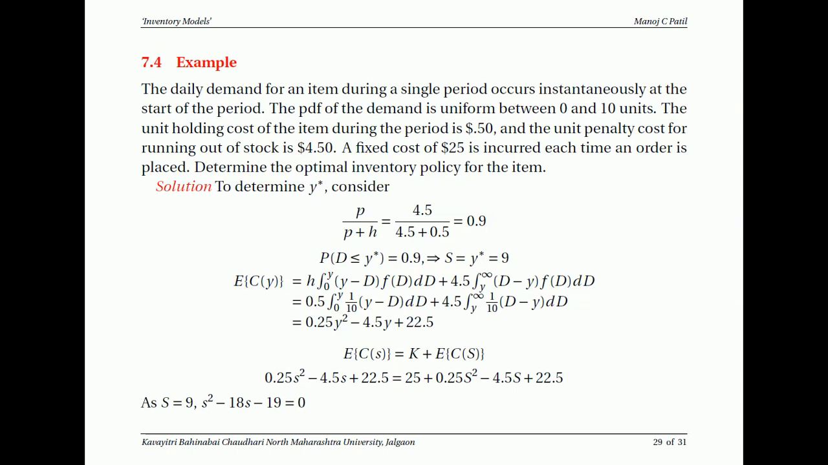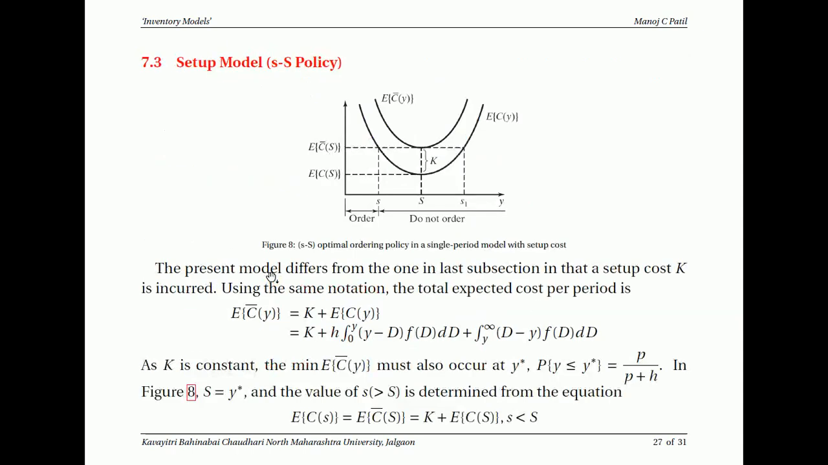To determine y star, we have to calculate P upon P plus H. P upon P plus H is equal to 0.9. As demand is uniform from 0 to 10, for 0.9, we have capital S equal to y star equal to 9. So we have to calculate the expected value of C of s, that is, of y star. We have already calculated y star as 9, so we have to calculate the expected value of C of 9, add K, and solve this equation.